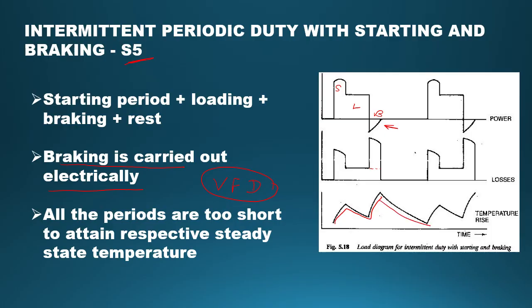This is the curve. These cycles repeat. Therefore, in intermittent periodic duty, as the name suggests, all periods are too short to attain the respective steady state temperature.